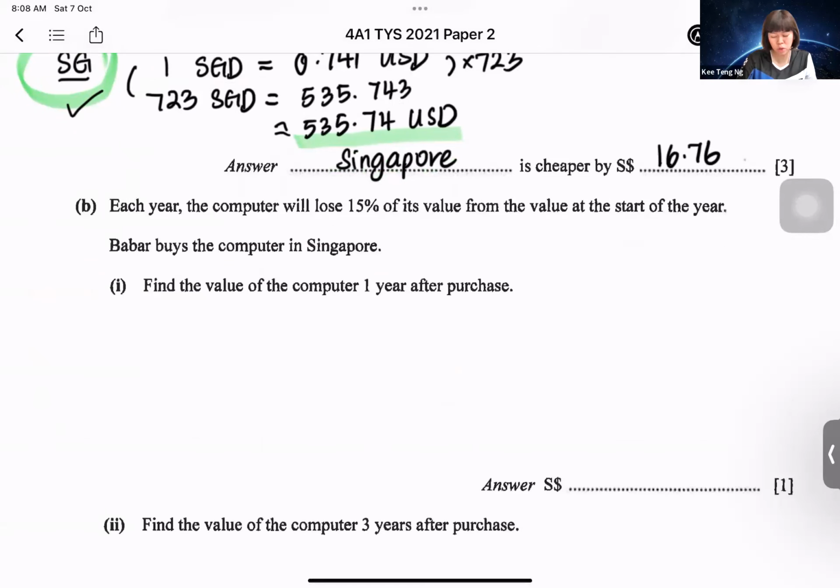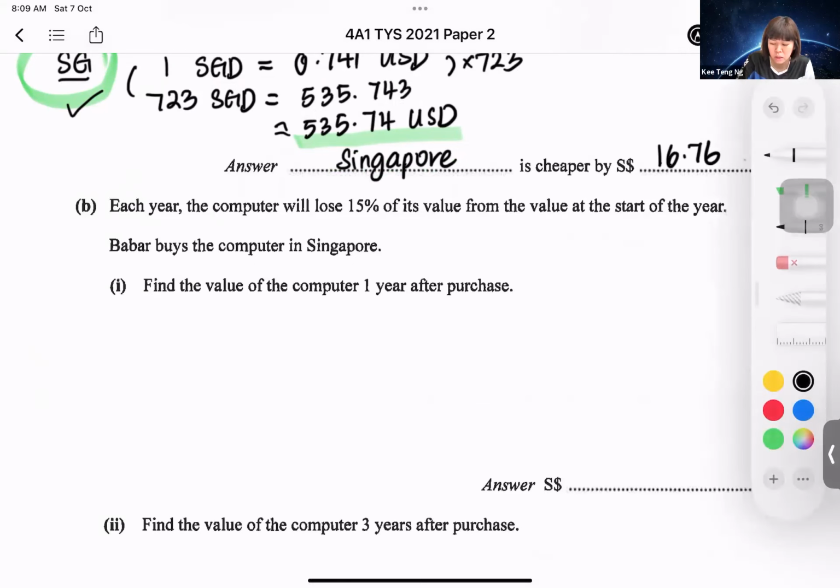Next question, question number 13. Each year, the computer will lose 15% of its value from the start of the year. Oh, this question. Okay, from the start of the year. So I need to know each year, right, the starting is how much, and they will lose 15% of its value. I cannot do 15% of all the different years at one go, because I do not know the start value for each year.